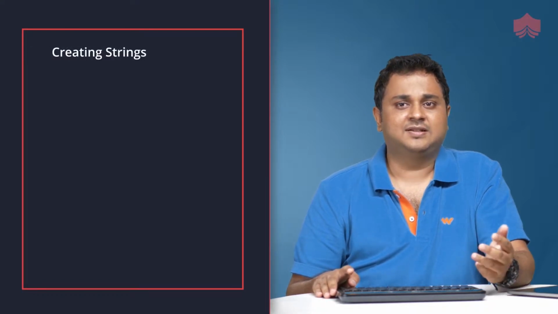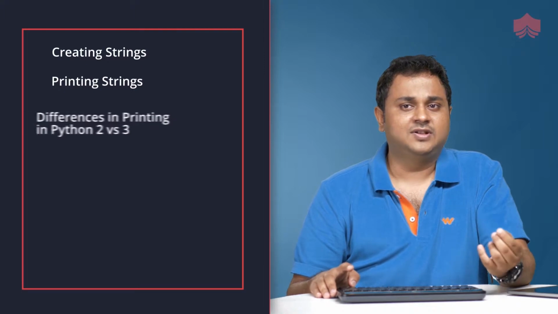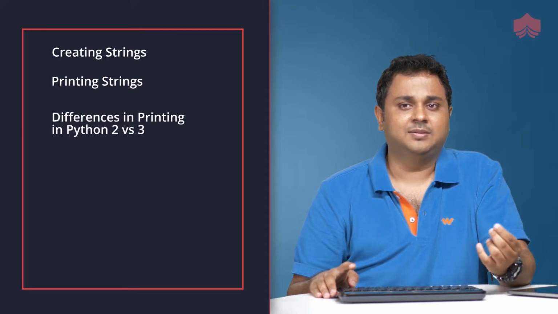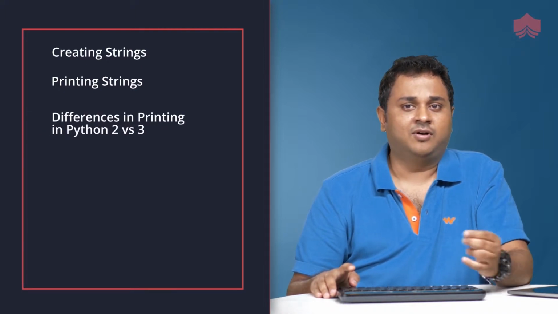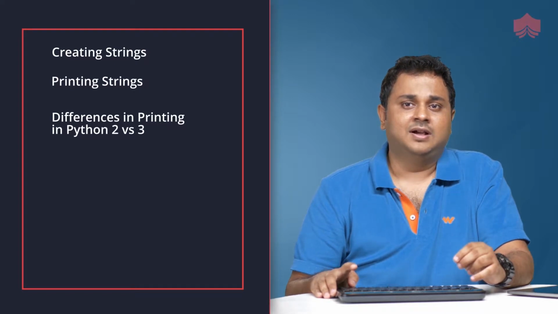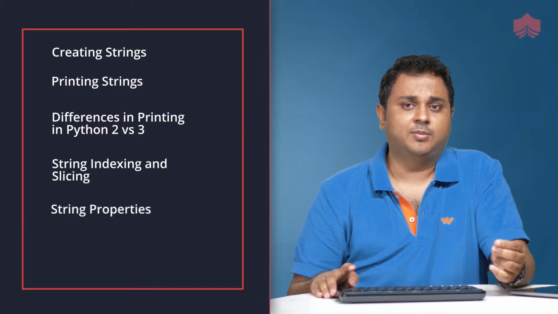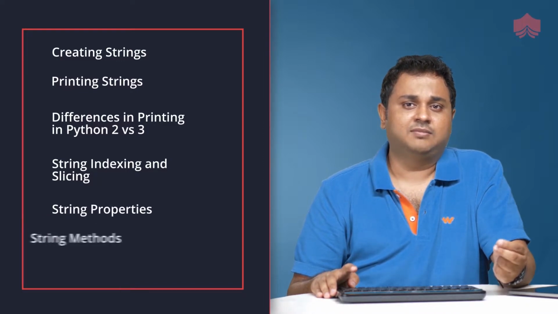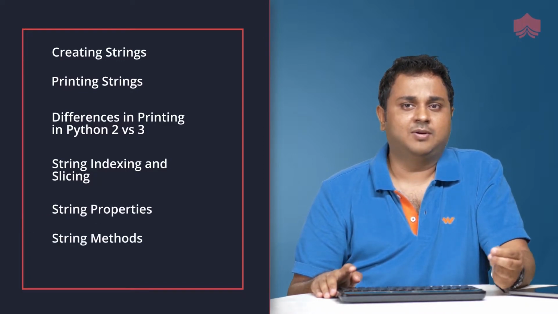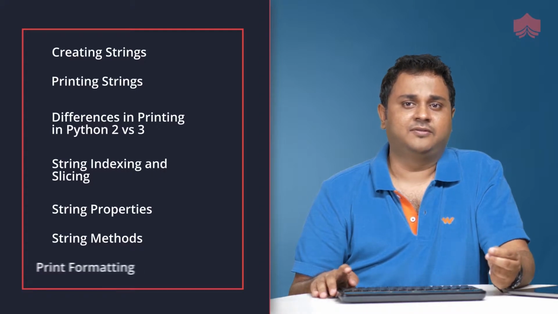So in this particular session we will be learning about creating strings, printing strings, differences in printing in Python 2 and how it has evolved to printing in 3, string indexing and slicing. We'll also look at string properties. We'll understand how string methods work, and finally we'll wrap up the section with print formatting.